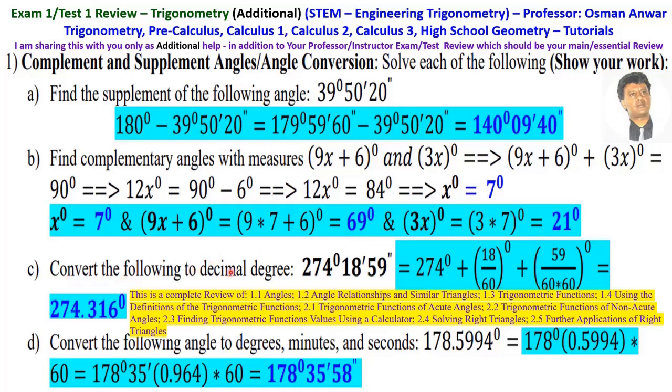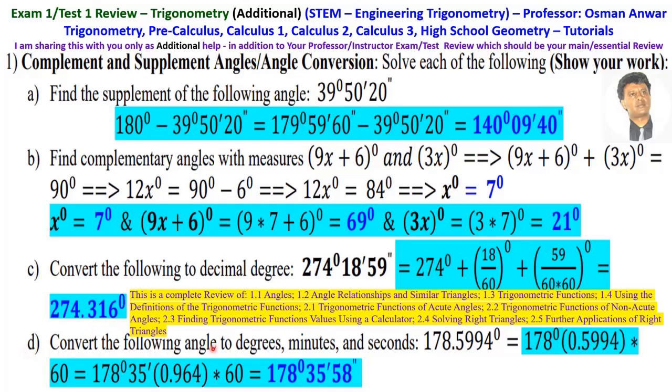C: Convert the following to decimal degree: 274 degree, 18 minutes and 59 seconds. To convert this into decimal degree, 274 is already in degree. Then the 18 minutes just divided by 60, then it is a degree. Then the 59 second divided by 60 times 60, then it is a degree. Then when you add them, it is 274.316 degree.